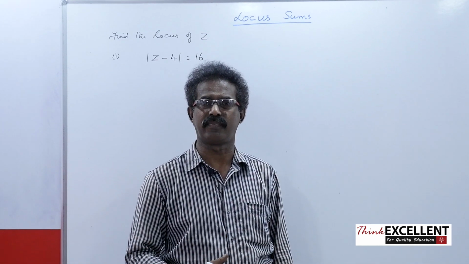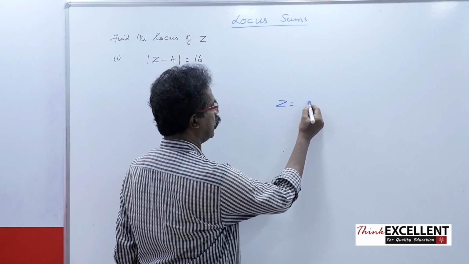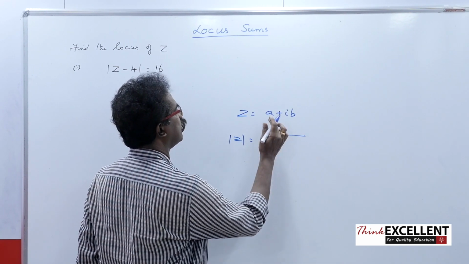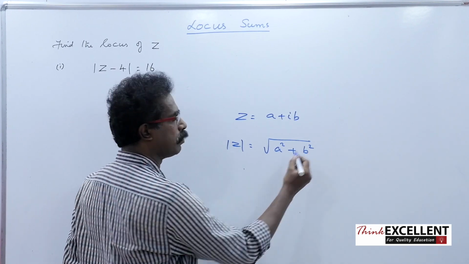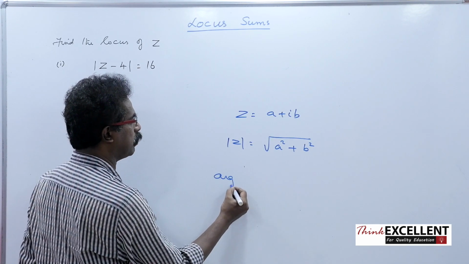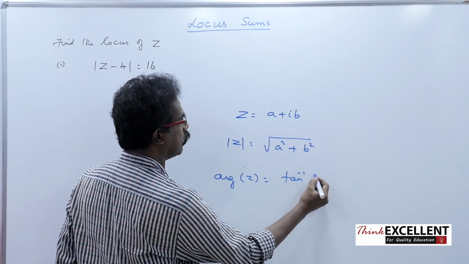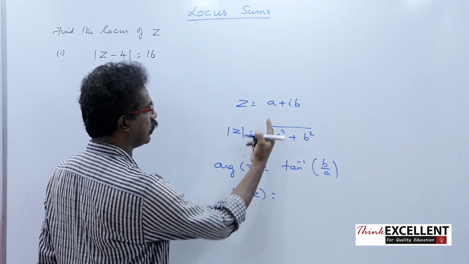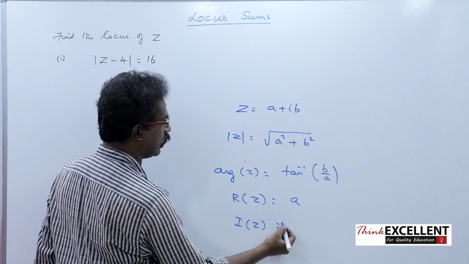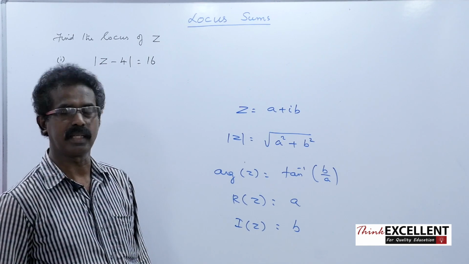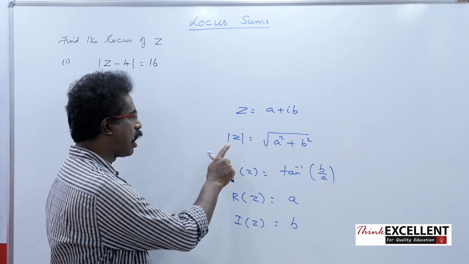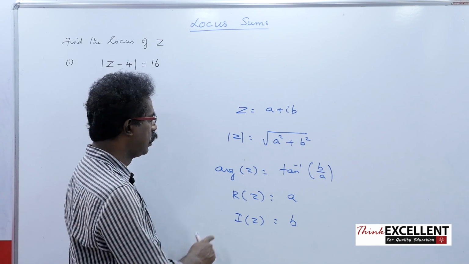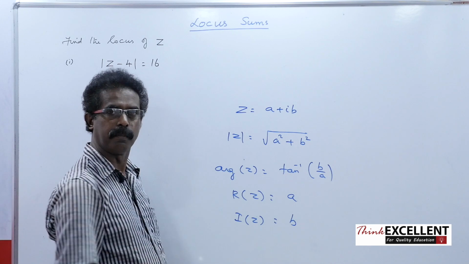You know how to find the modulus of a complex number. Suppose z is a complex number, a plus ib. Then the modulus of the complex number is root of a square plus b square. And the argument of z is tan inverse b by a. The real part of z is a and the imaginary part of z is b. So z is a complex number a plus ib, or you can take x plus iy.